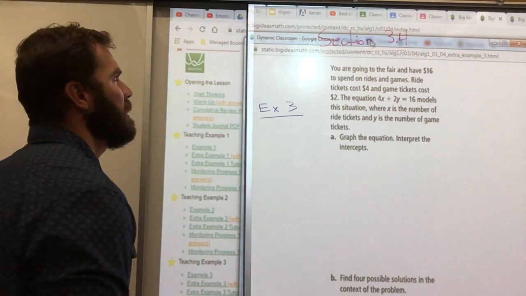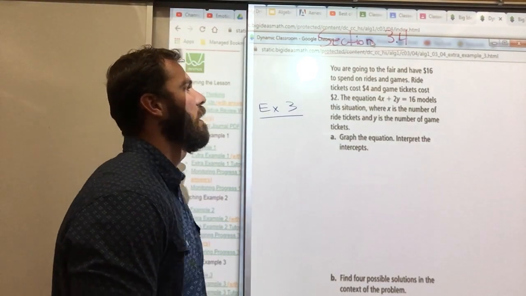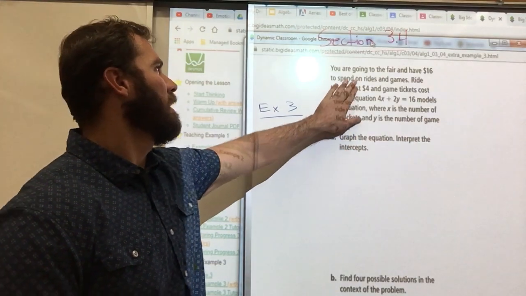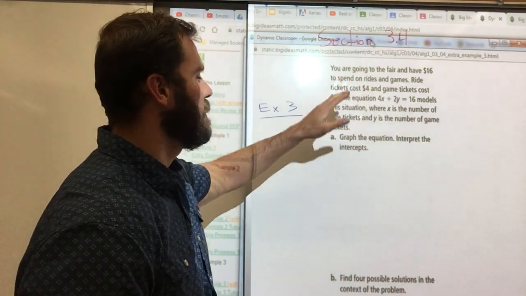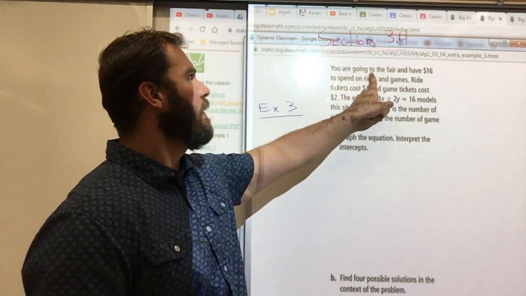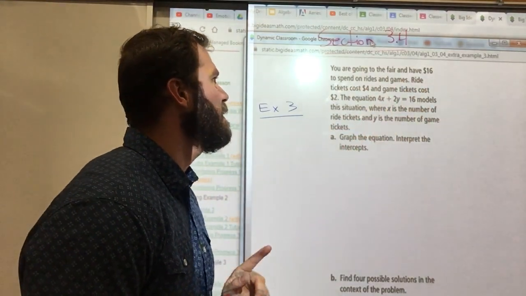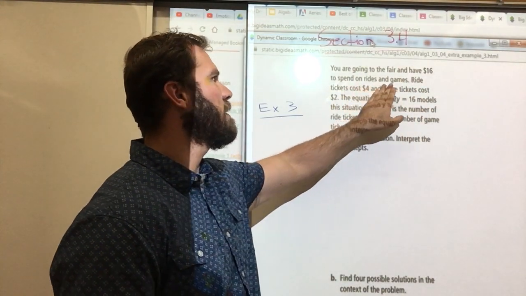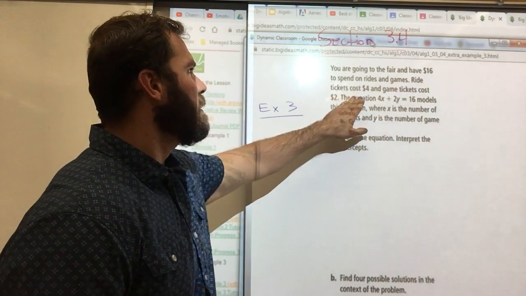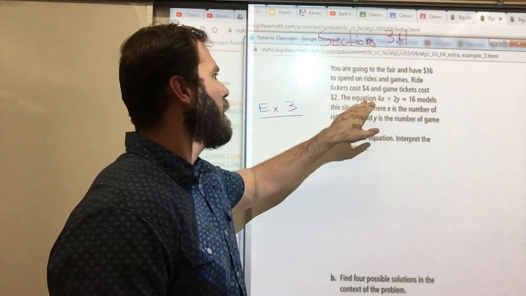Example 3 from section 3.4. I'm sorry if you can't read this, but I'll say it. You are going to the fair and have $16 to spend on rides and games. Ride tickets cost $4 and game tickets cost $2.